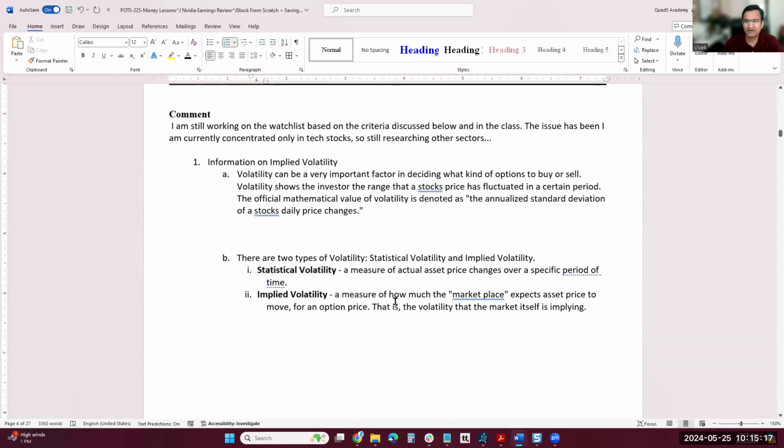But I want to dig one step deeper into implied volatility and give an example of why, as an option seller, we have to understand how IV works and when to take advantage of higher IV when the market presents those opportunities. So I want to give a quick example.